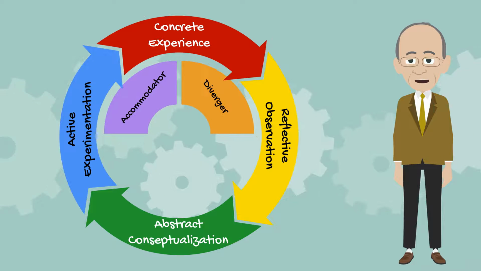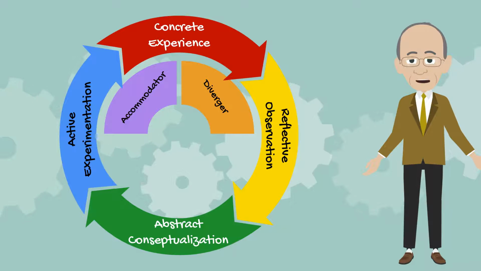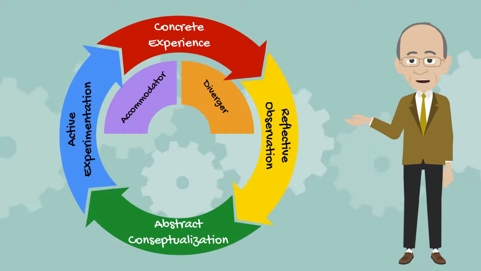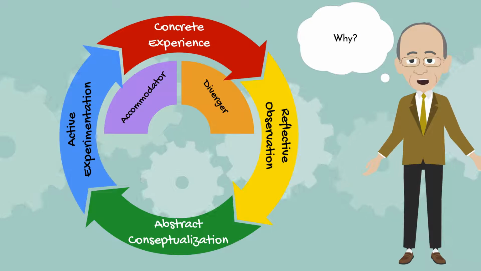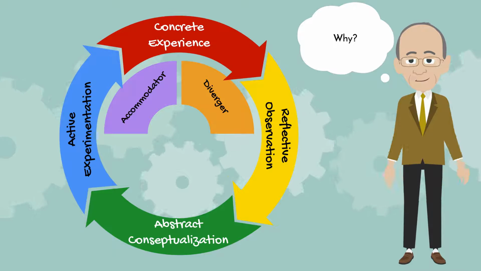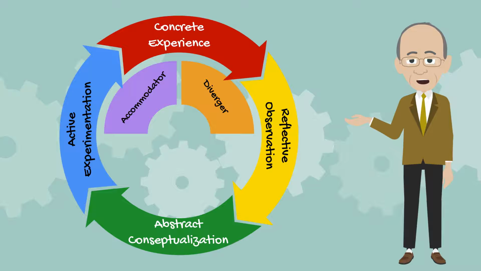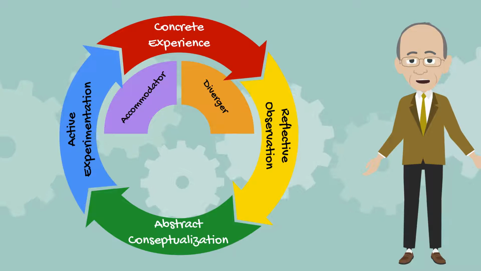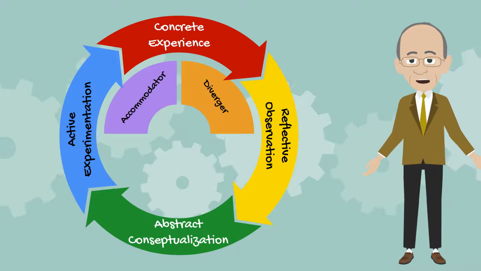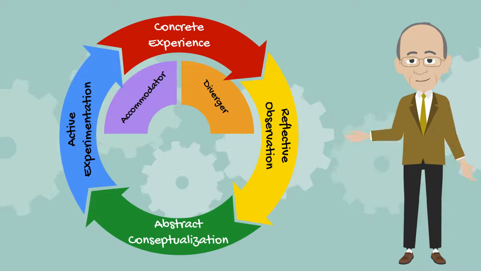The divergers land between reflective observer and concrete experience stages. These students are driven to determine the significance or why of a situation. They prefer to reason from concrete, specific information and to investigate what a system has to offer, and they prefer to be presented with information in a detailed, systematic, and reasoned manner.